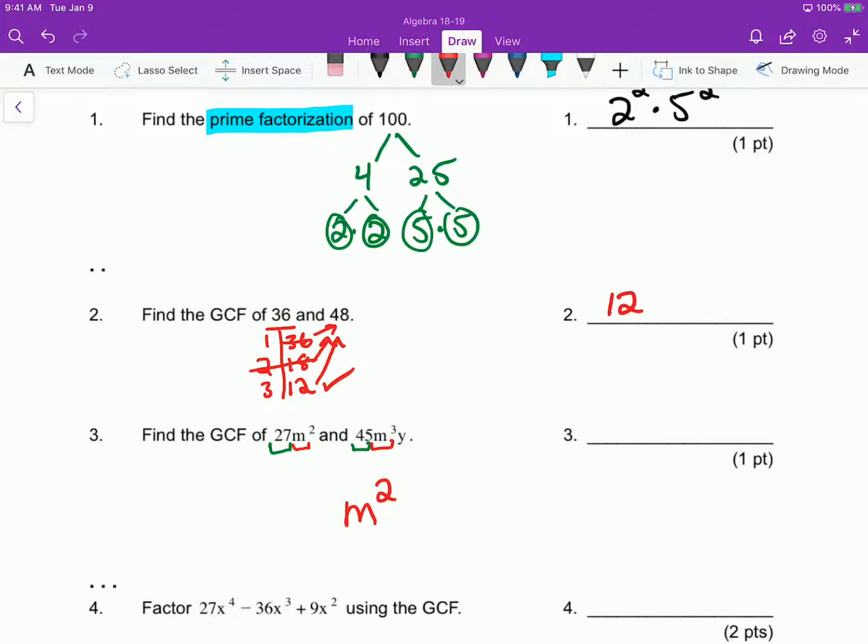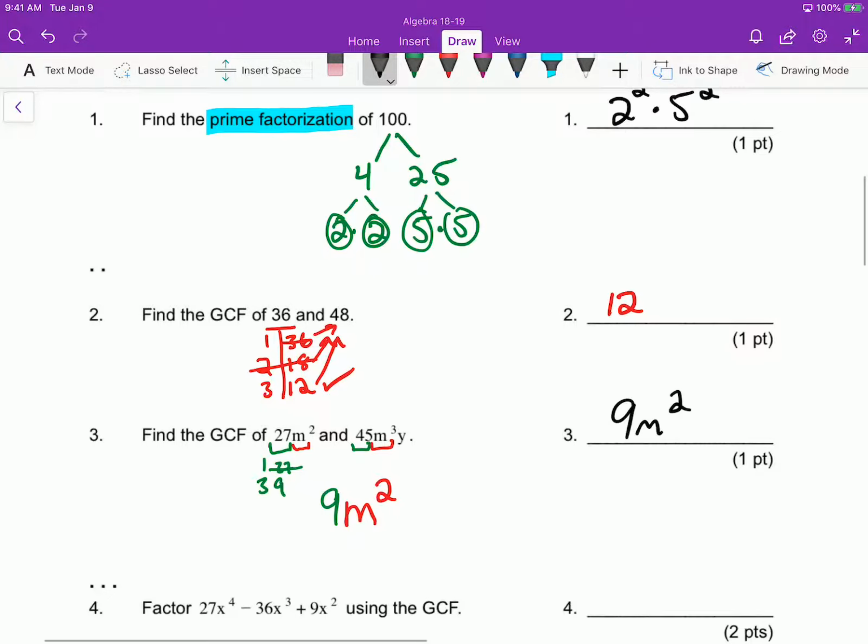And then just looking at the number, it might be a little tough, but again, I start at the bottom. 27 is what? 1 times 27. And does 27 go into 45? No, it doesn't. And then what's next? Does 2 go into 27? No. Does 3 go into 27 yet? 3 times 9. Ooh, does 9 go into 45? Yes, it does. So there's our final answer, 9m squared.